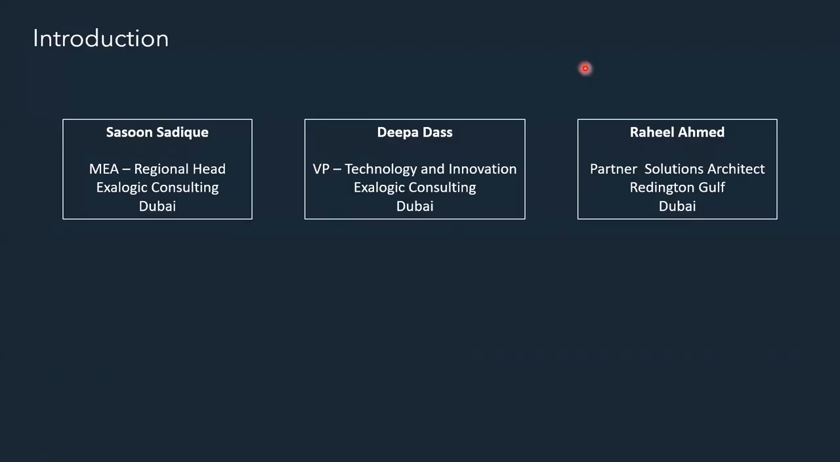We will also be covering a section on the key migration challenges that we observe and how you can mitigate them. What kind of accelerators are available to accelerate your migration, the tools that are available. We have a number of slides which will cover why AWS is the right hyperscaler or cloud platform, and we conclude this session. Allow me to please introduce the speakers. My name is Sassoon Sadiq, and I'm the regional head for Middle East and Africa at Exalogic. I've been working for the last 10 years with Exalogic and helping customers transform into a digital enterprise. My colleague, Deepa Das, is the VP for Technology and Innovation at Exalogic. She has more than 18 years of experience. My colleague Raheel, partner architect at Redington, has more than 5 years of experience in guiding customers.